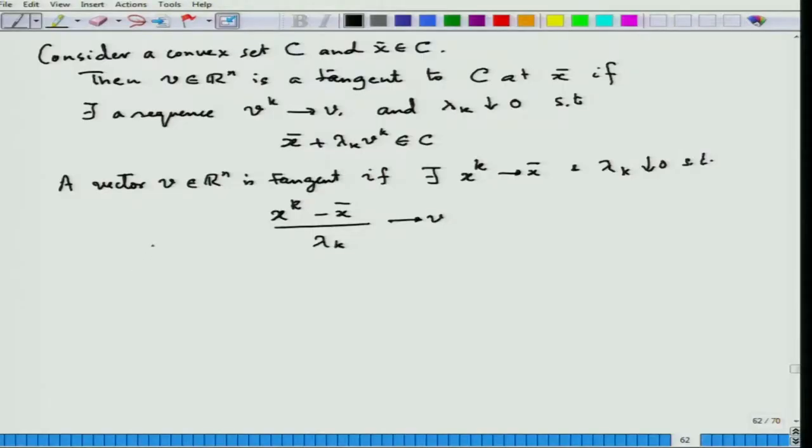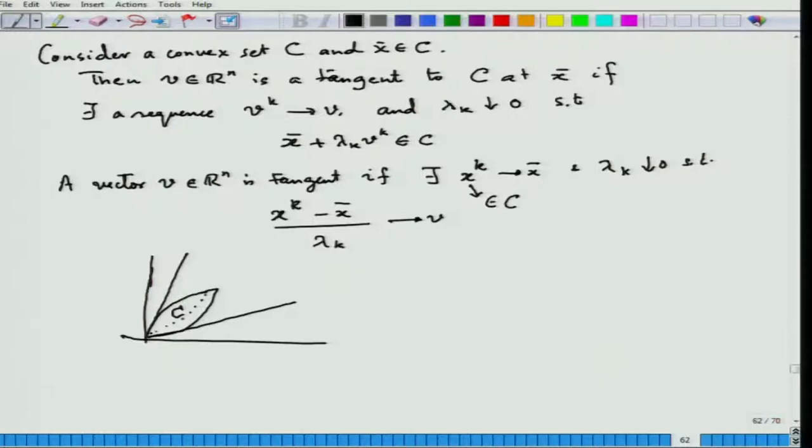So, if you have any set, for example, this nice looking convex set C, then what is the tangent? Of course, there are two curves, so you draw these two curves, but I can talk about any sequence coming to this point in C. What is important is that x^k must be in C, and I am looking at these differences x^k minus x bar, and then modulating them with lambda. These vectors generated by sequences in C can now be thought of as tangent vectors.